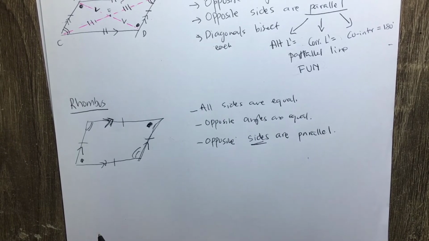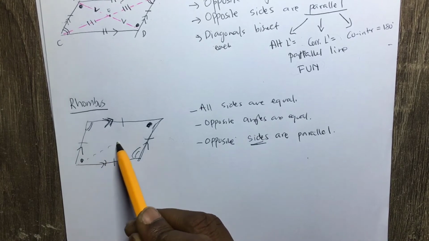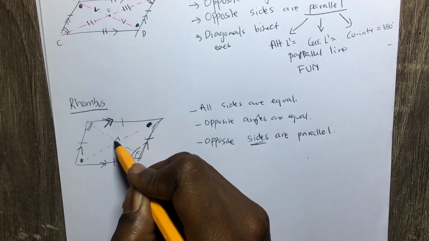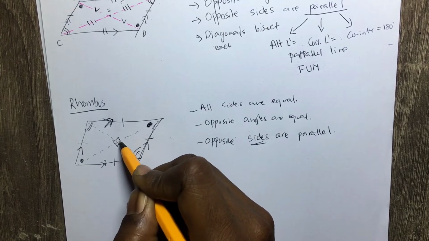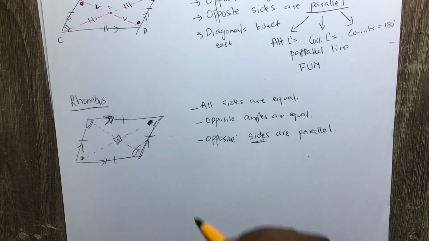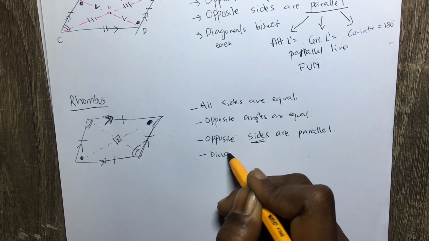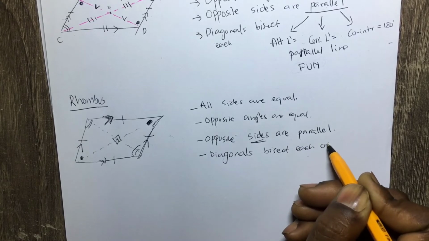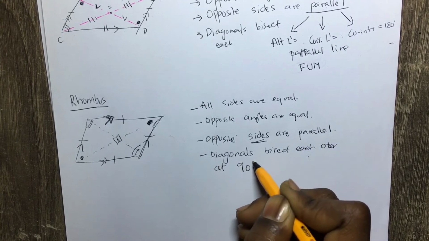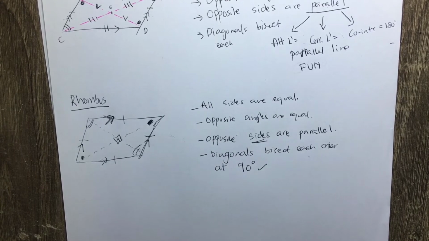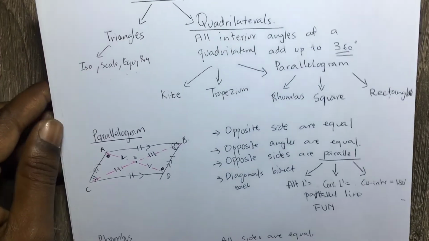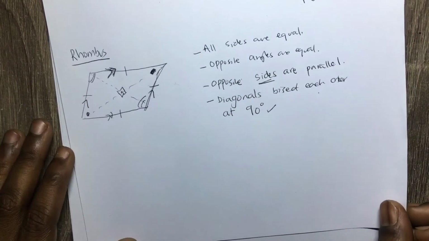Okay, then the last one is that diagonals bisect each other at 90 degrees. So this one is very special. So the diagonals bisect each other, and the angle here, it's 90, 90, 90. So they bisect each other at 90. So diagonals bisect each other at 90 degrees. Okay, there you go, right there. So that's a property of rhombus. Okay, let's move right along.